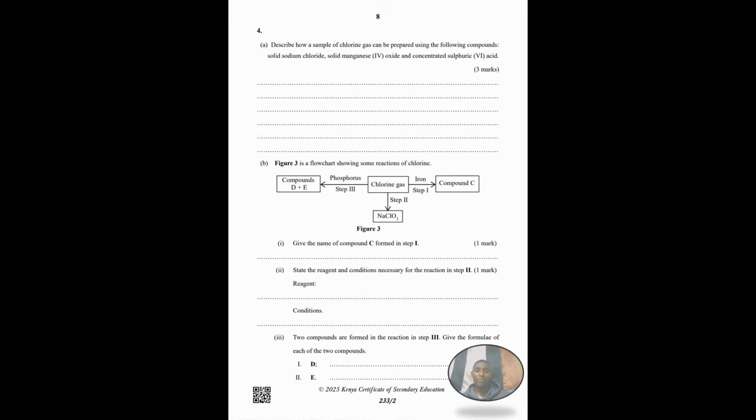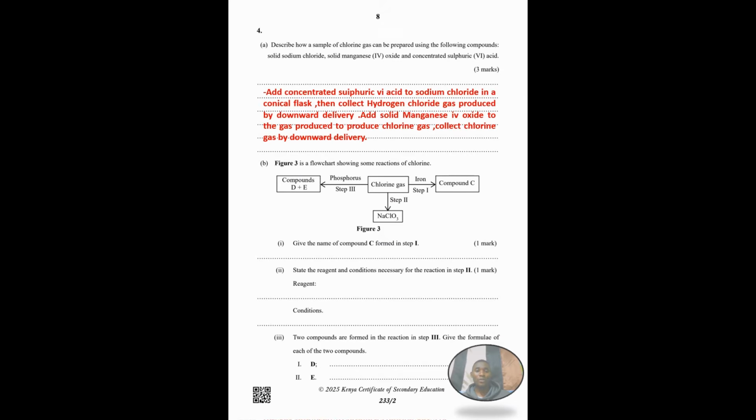And then from there we shall be able to react it with manganese oxide to obtain our chlorine gas. So in this case, what we do, we add concentrated sulfuric acid to sodium chloride in a conical flask. So I've started by taking sulfuric acid and adding it to sodium chloride in a conical flask, and then I'll be able to collect hydrogen chloride gas.